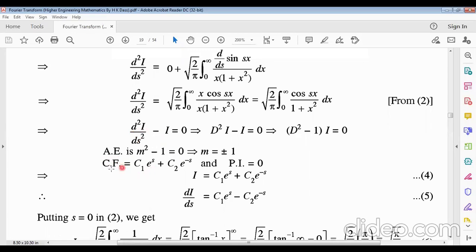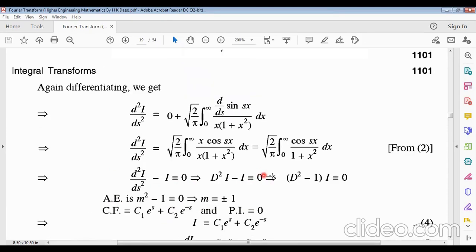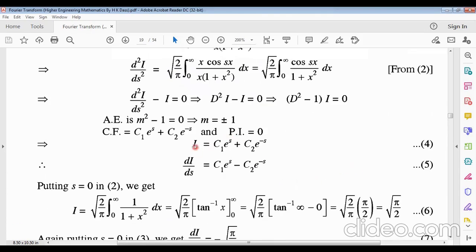The particular integral will be 0, because the right hand side is 0. So the solution will be I equals C1 e to the power s plus C2 e to the power minus s. Differentiating this equation number 4, dI by ds will be C1 e to the power s minus C2 e to the power minus s.